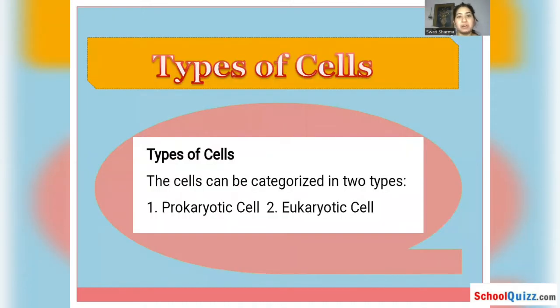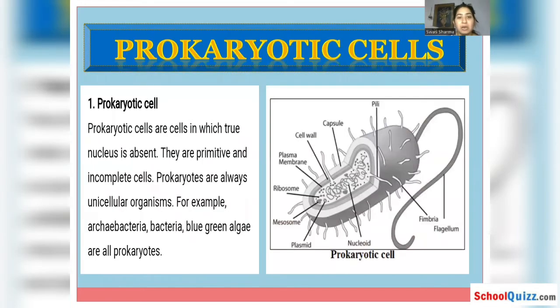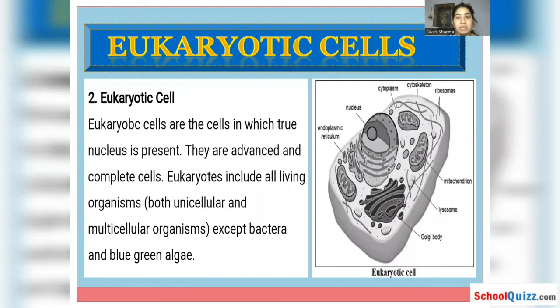Next, we have the types of cell on the basis of prokaryotic and eukaryotic cells. Here you can see the diagram of a prokaryotic cell, and archaebacteria, bacteria, and blue green algae all come under the category of prokaryotes only. Next comes the eukaryotic cell, in which almost all living organisms are classified except for bacteria and blue green algae.